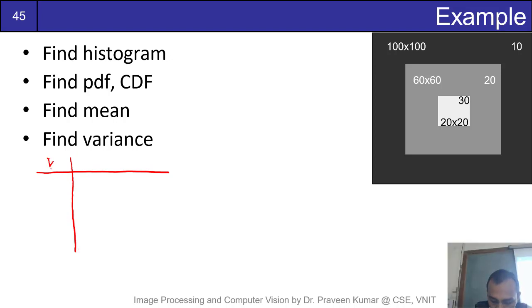So let us say our intensity values r take some values: 10, 20, 30. Of course, there will be some intermediate values also, and it will go to a maximum of 255. Now what will be h(r)?